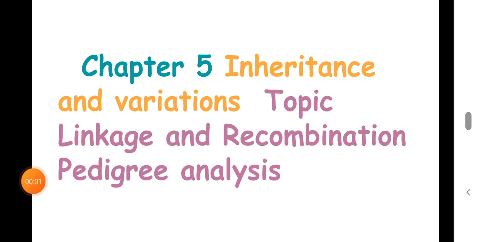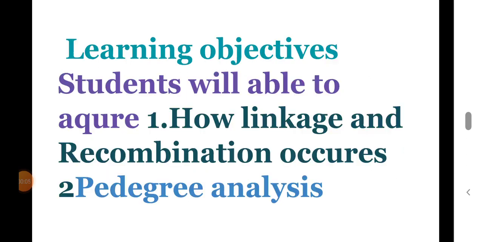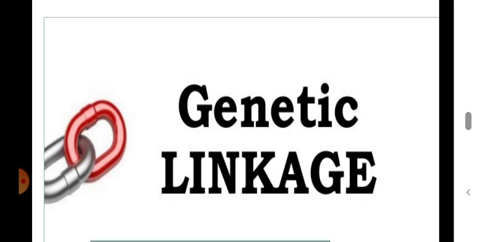Hello, my dear students. Today we will pass on to the next chapter, chapter 6, Genes and Chromosomes. Here we are discussing linkage and recombination. Already we studied pedigree analysis. So what is genetic linkage?